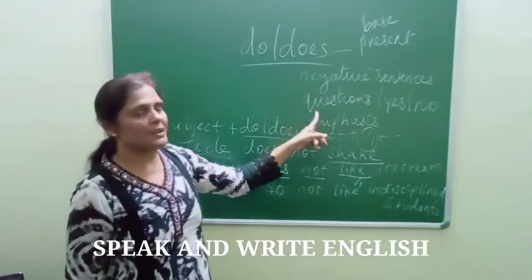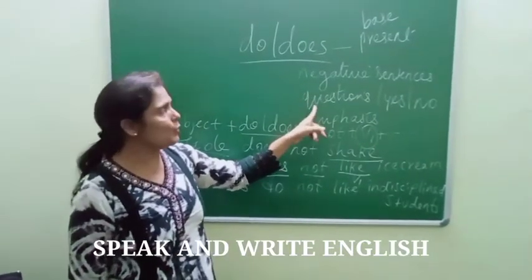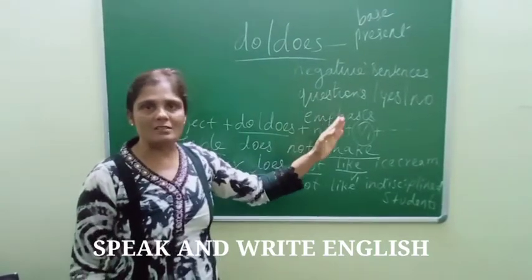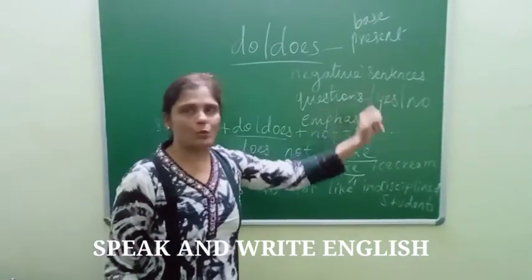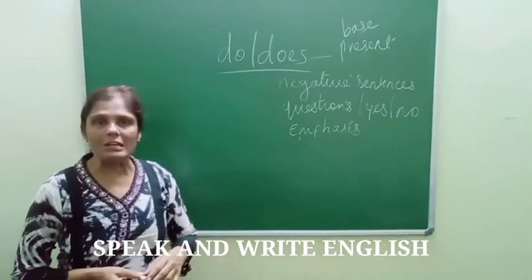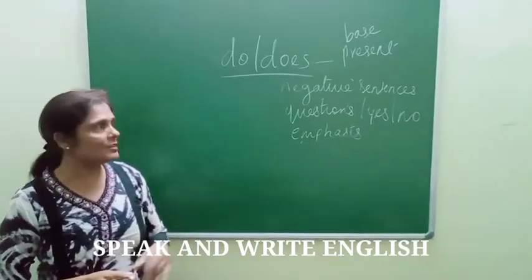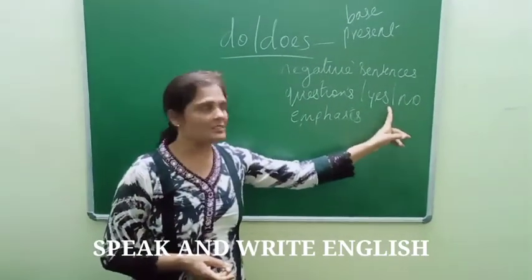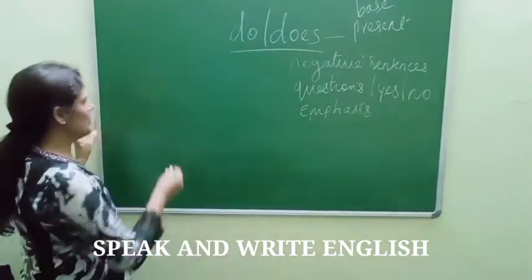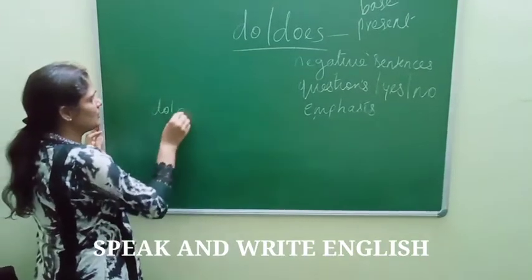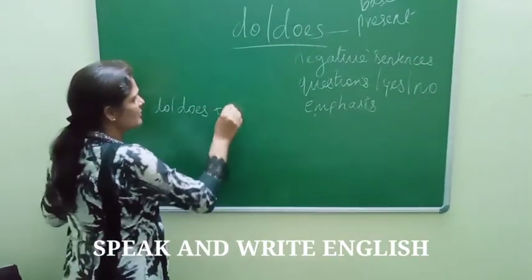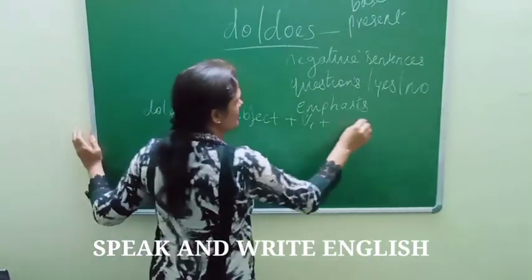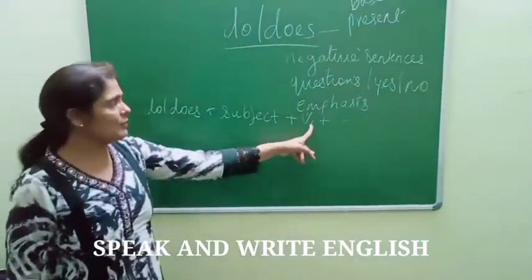Let us understand how the auxiliary do and does is used in asking questions when you need the answer is yes or no. When the auxiliary do and does is used for asking questions, when you want to get the answer is yes or no, the format will be do, does plus subject plus V1. That is the base form of the verb.